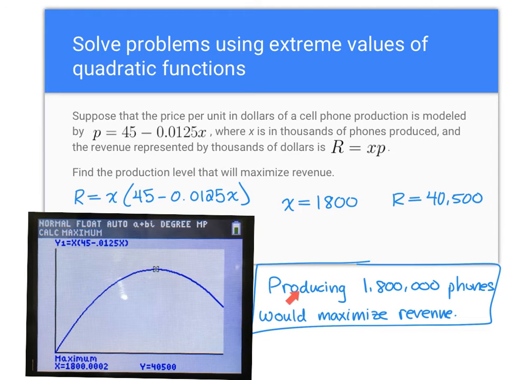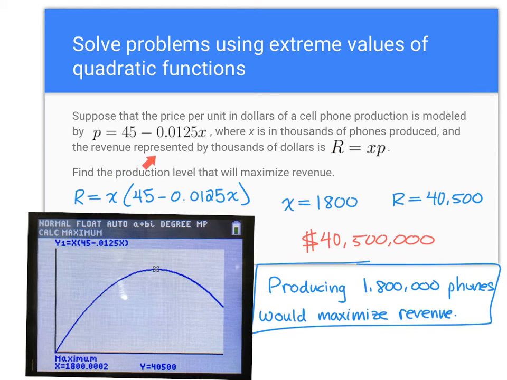So you multiply by 1,000 and you say producing 1,800,000 phones would maximize revenue based on this information, right? If it had asked for maximum revenue, you'd have to look, and R is also represented in thousands of dollars in that case. So the maximum revenue is 40,500,000, right?